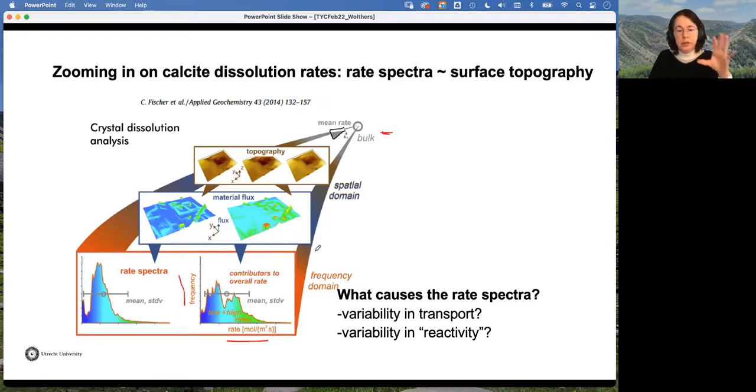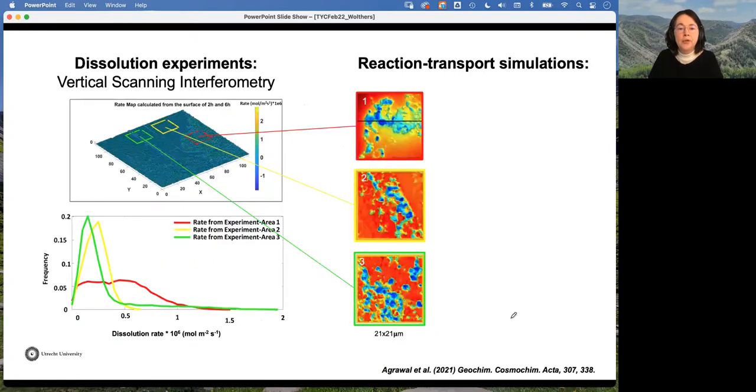Now, the question of the work that we did with Priyanka was to see what actually is the contributor to these rate spectra. So it was assumed that it's the reactivity of the surface that varies with topography. But actually, if you look at these kinds of experiments, there is flow along the surface, so there is hydrodynamic influence, and so there must be a variability of transport around and along these rough surfaces. So we wanted to tease out that contribution from the rate spectrum. And so what we did was we connected with Cornelius Fischer and this group that can do this vertical scanning interferometry.